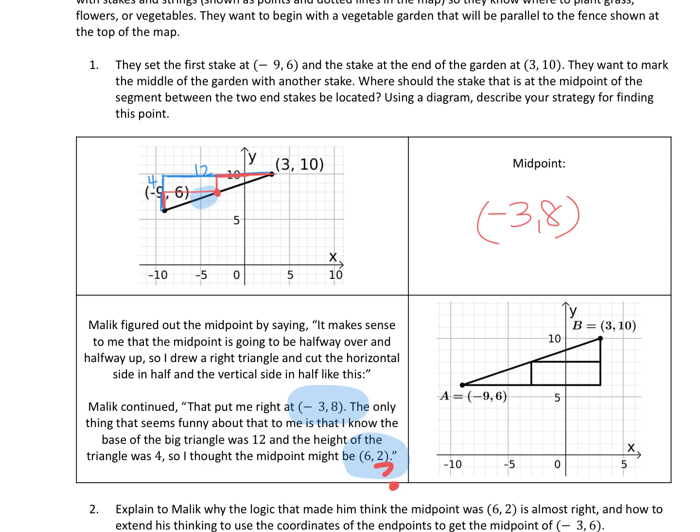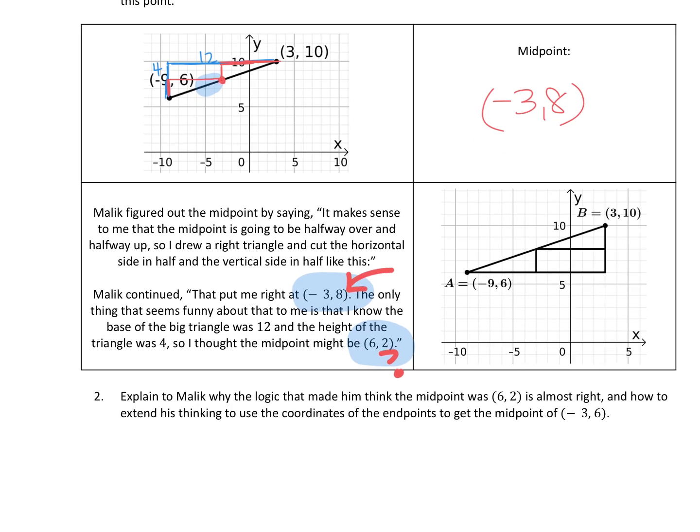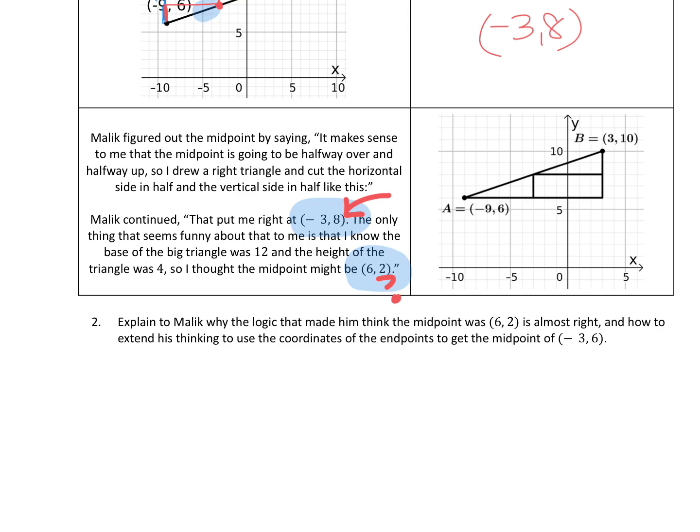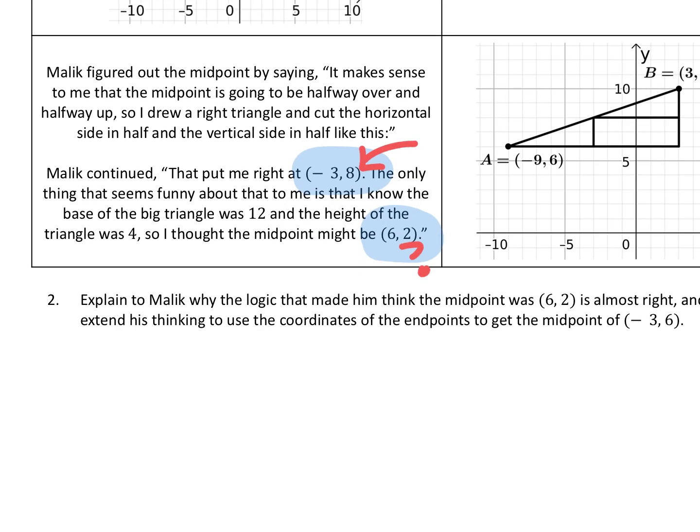But if you're actually looking at where it lands on the grid, then I think it probably should stay as -3, 8. Okay, so let's go ahead and answer his question. Explain to Malik why the logic that made him think the midpoint 6, 2 is almost right, and how to extend his thinking to use the coordinates of the endpoints to get the midpoint of -3, 6. Okay, so the main thing that he did not do when figuring out the 6, 2 was he didn't use the coordinates, and that's something big.